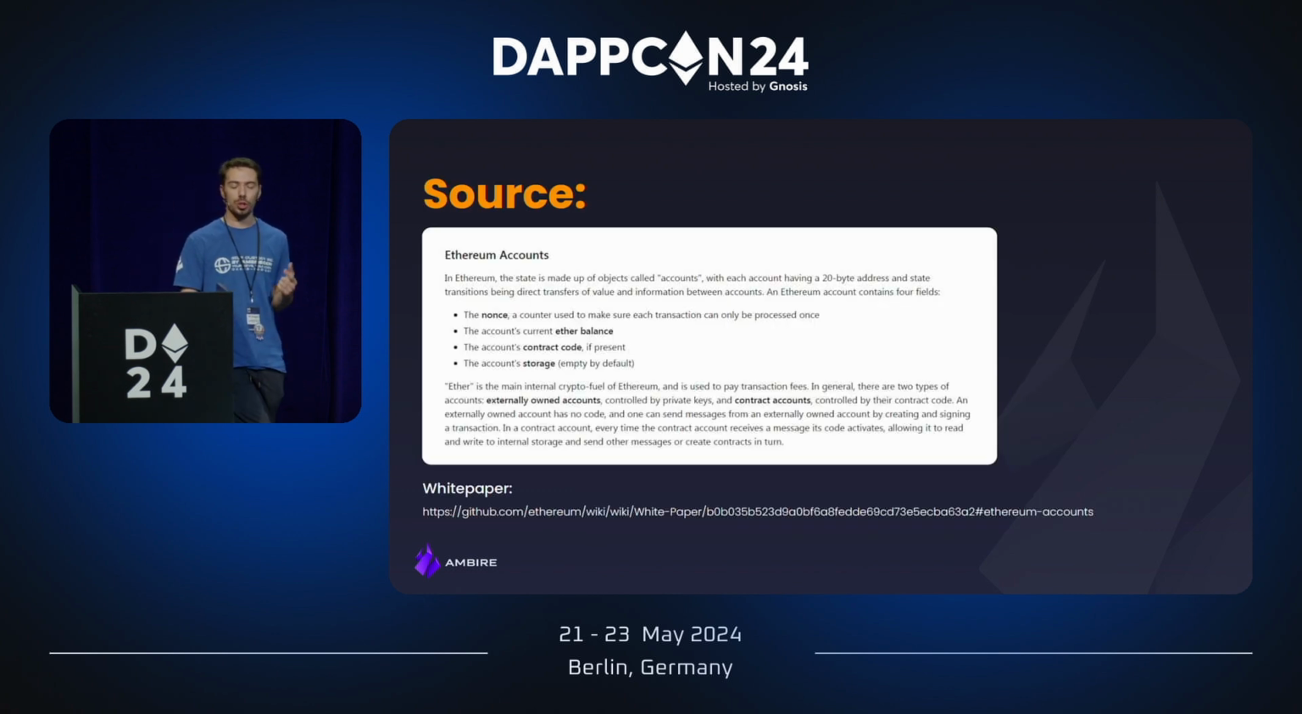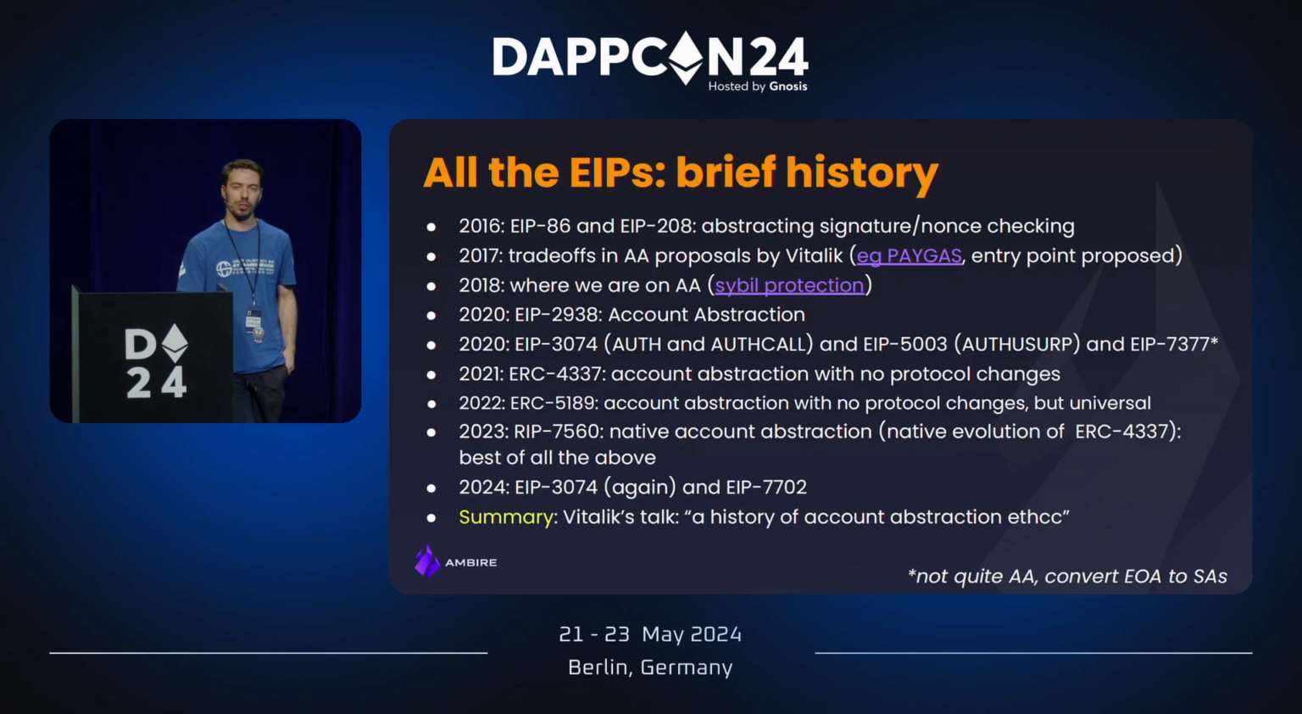And we have a screenshot of the original Ethereum white paper, which literally states that accounts can be contract accounts. And we have a brief history of all of the proposals. Things started in 2016 with EIP 86, which was basically all about abstracting signature validation and nonce checks. That was inclined from the perspective of quantum resistance and alternative signature algorithms, but not only that. After that, the focus shifted to being able to pay gas in stablecoins or in alternative tokens in general.